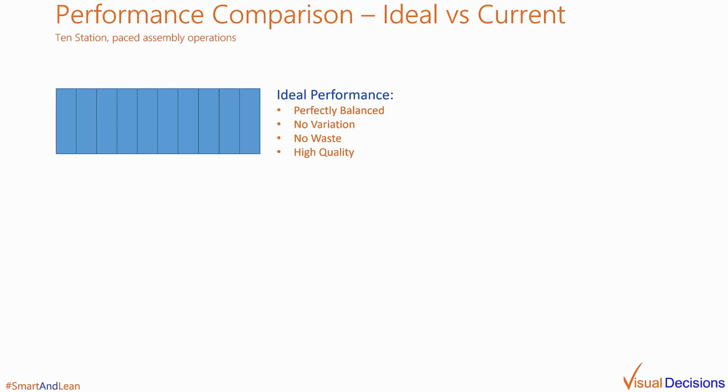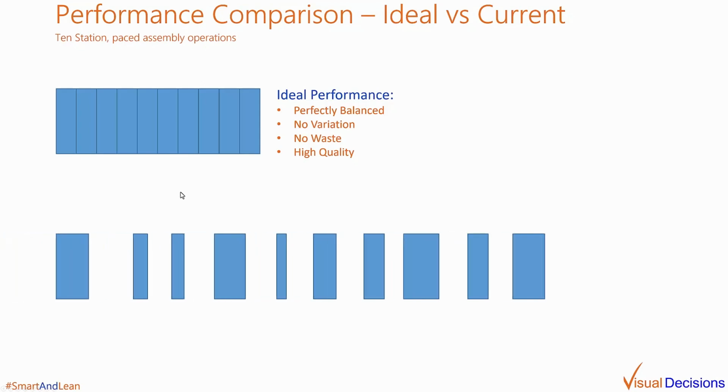So let's start with a performance comparison between the ideal situation and potential current situation. The hypothetical that we'll walk through throughout the presentation is a 10-station paste assembly operation. The ideal performance is that all 10 stations are perfectly balanced. There's no variation in production. There's no waste produced, and very high quality.